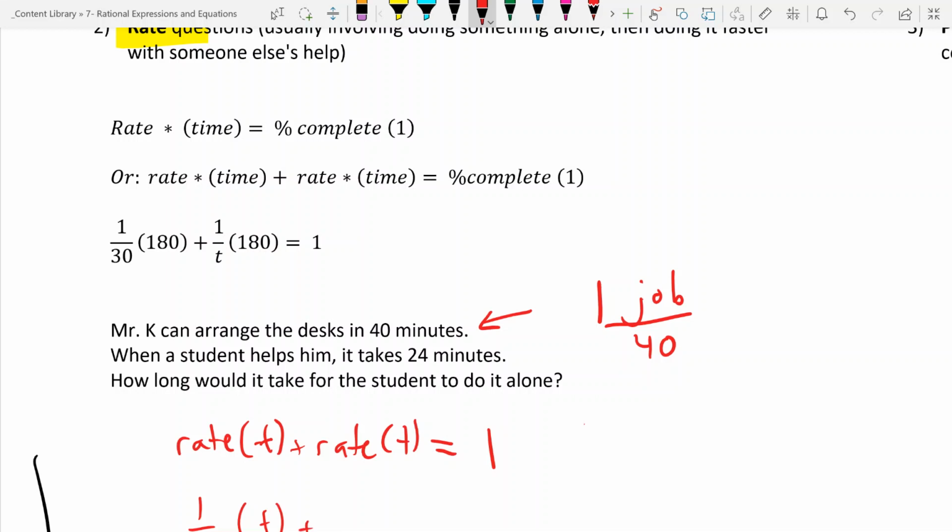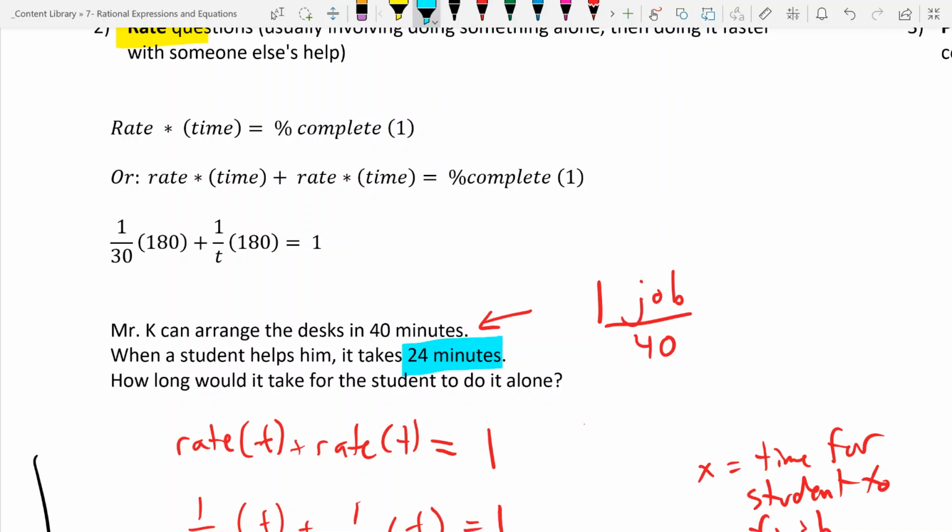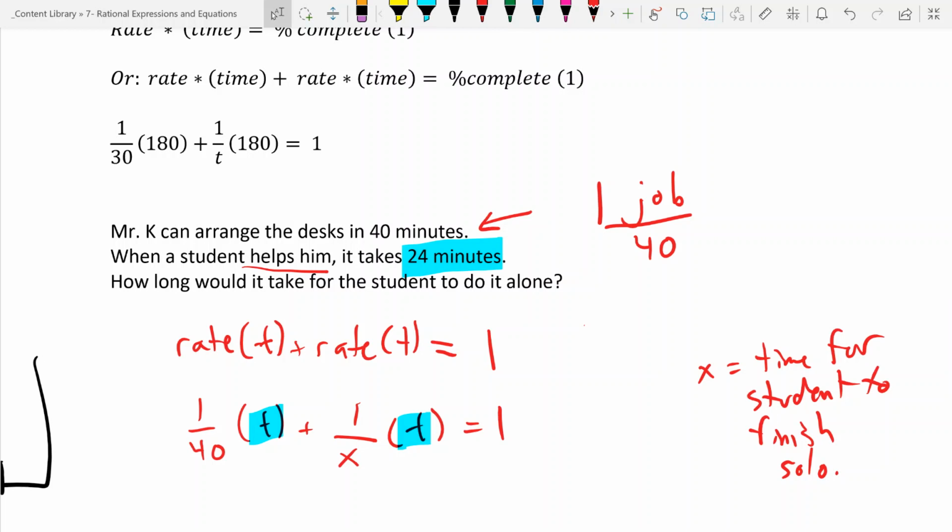The student's rate, we have no idea. I know he does one job, I just don't know how long it takes him. So I'm going to put that as an X, which will be like X equals time for the student to finish solo. And we're going to multiply by time equals 1. So in this scenario, the time that we're given was actually 24 minutes, because the idea was that when he helps them and they work together, the job is finished by them completing it in 24 minutes. So instead of time, I'm going to write my number as 24.